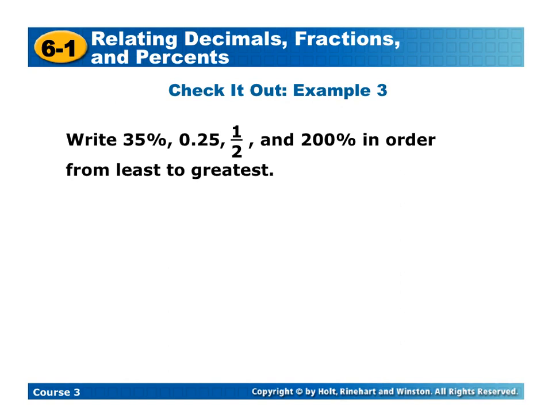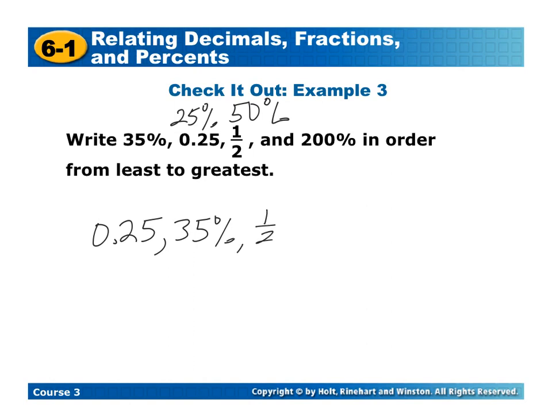Alright, so really we have 50% here, which is 1/2, and 0.25 is the same as 25%. On this particular problem, our 25%, or 0.25, is going to be our smallest. Then we have 35%, and then 1/2, because that would be 50, and then lastly 200%.